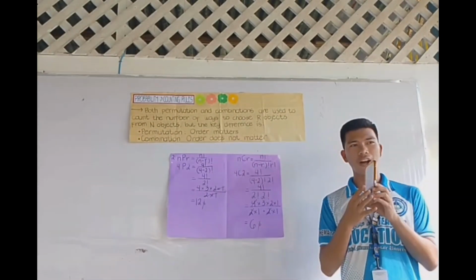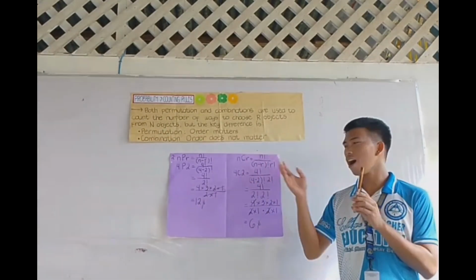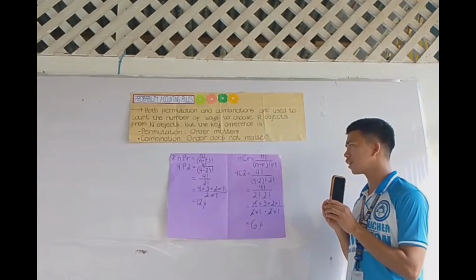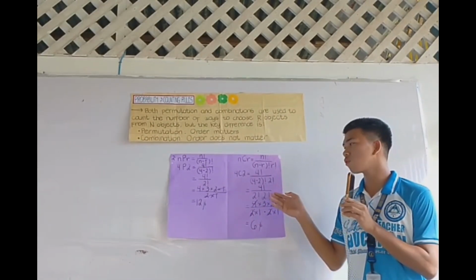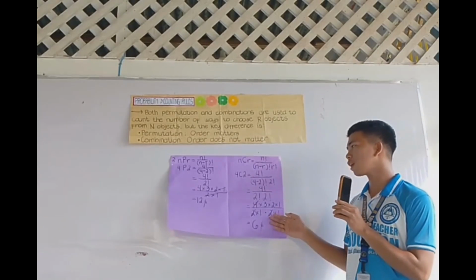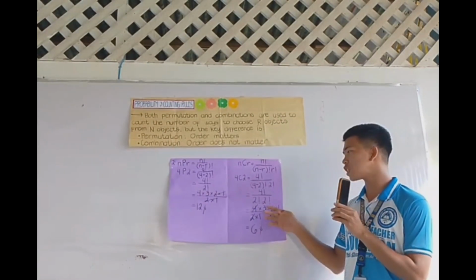So we distribute the value of n because 4C2, the value of r is 2, is equal to 4 factorial over the quantity of 4 minus 2 factorial times 2 factorial. So it's equal to 4 factorial over 2 factorial times 2 factorial, because 4 minus 2 is 2.